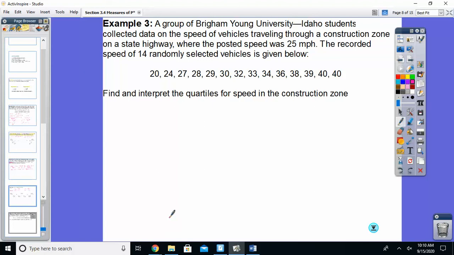I think it's easiest to find the second quartile first, to find the middle first. That's usually where I start. So the second quartile, that's just your median. If we have 14 values, that means it's going to be dividing them in half. So we would have 7 above and 7 below. So how would I find that? Average. We have to do 32 plus 33 divided by 2. So that's 32.5.